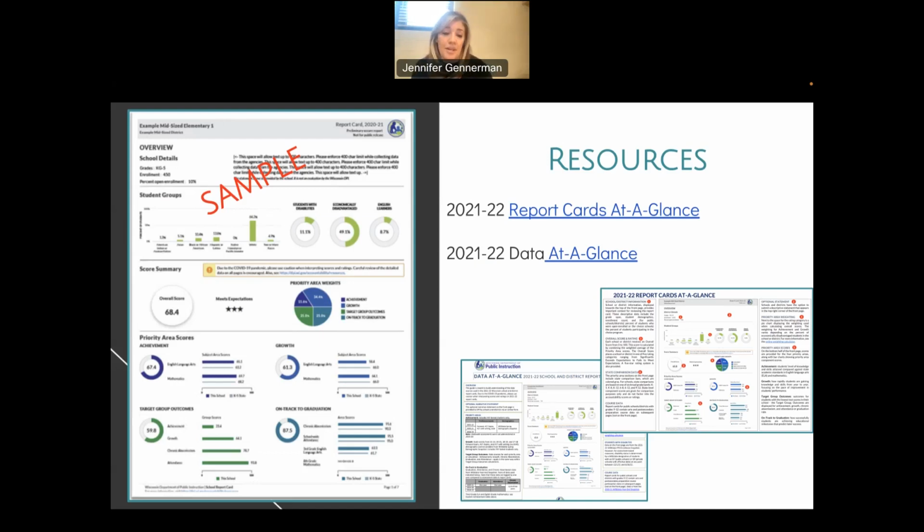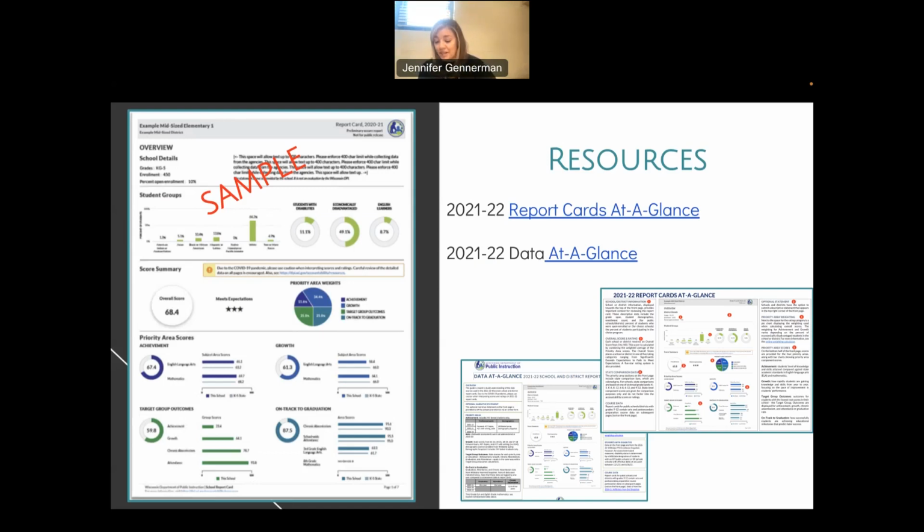I do want to remind everyone that the priority area weights can be different for each district and each school within one district. We'll talk a little bit more about that as we look at our results. The bottom half of the page is all designated to the priority area scores. The priority areas are achievement, growth, target group outcomes, and on track to graduation.